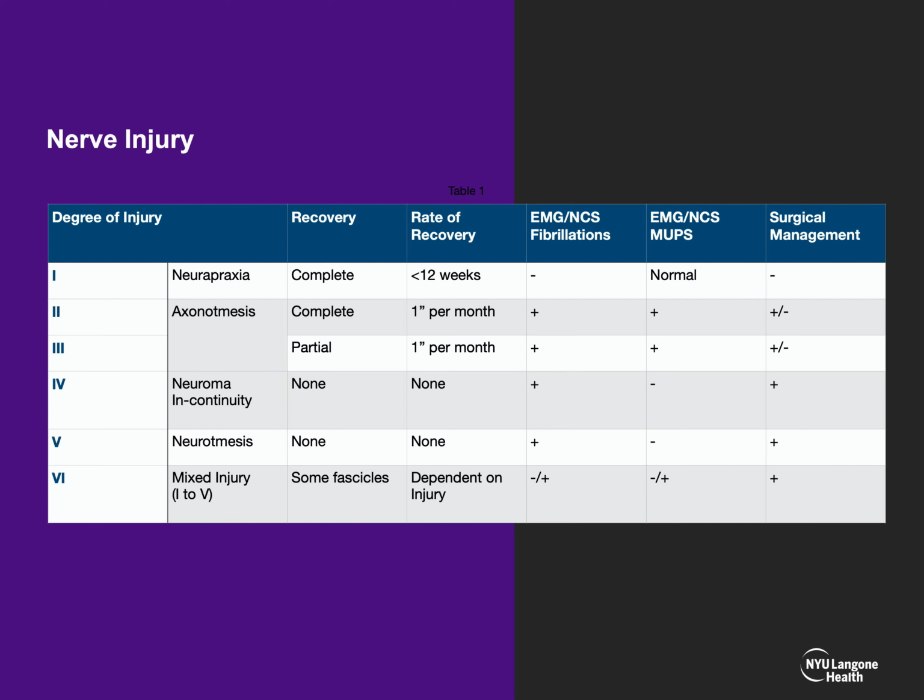Now the next level up is where the nerve has been completely transected, a neurotmetic injury. A neurotmetic injury is where there's nothing in continuity. A neuroma in continuity is where the nerve was so severely injured that something formed in the middle, but it's completely disorganized junk that is essentially the same as a neurotmetic injury. Those are the injuries that need surgery.